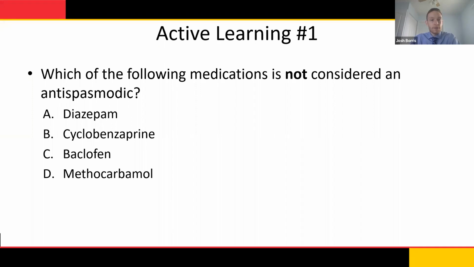So for the first active learning question, it's just wondering which of these is not considered an antispasmodic. Would it be diazepam, cyclobenzaprine, baclofen, or methocarbamol? And this is really thinking back to what medications are antispasmodics and which ones are antispastic agents. Again, feel free to unmute or you can just put your answer in the chat.